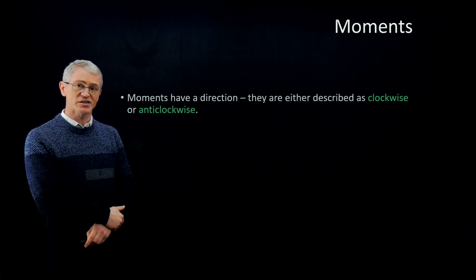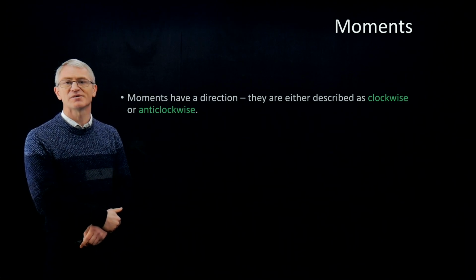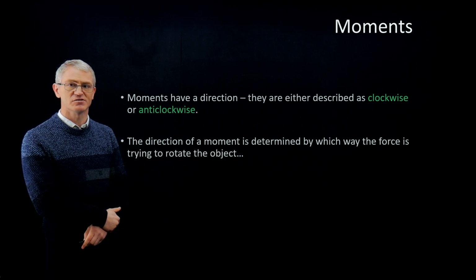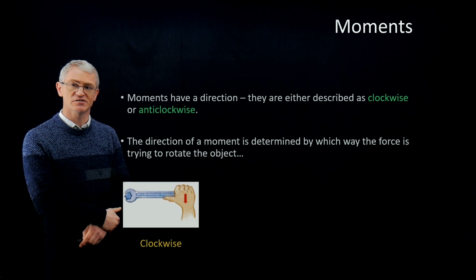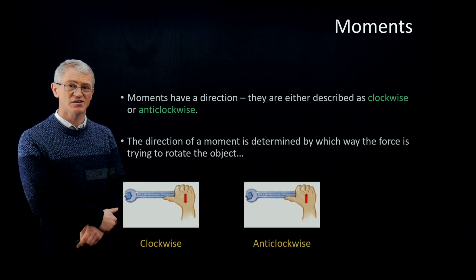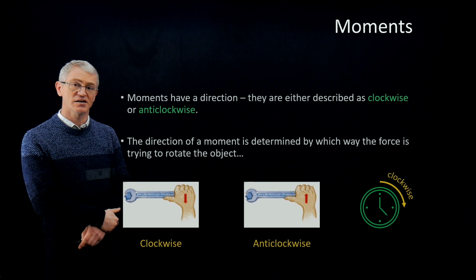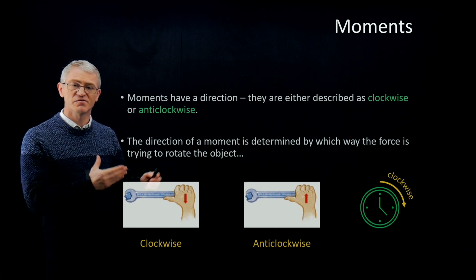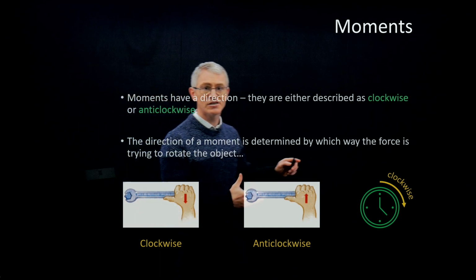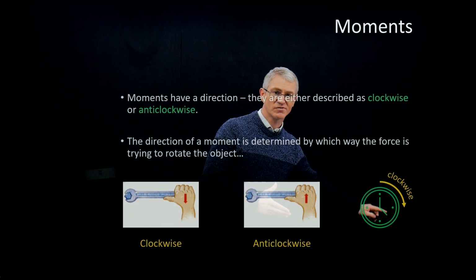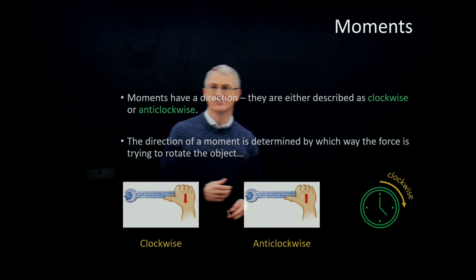Now moments have a direction and they're described as clockwise or anti-clockwise. The direction of a moment is determined by which way the force is trying to rotate the object. So I'm going clockwise here, I'm going anti-clockwise here, and you can see they're the two versions of the force. If you're not sure about clockwise and anti-clockwise, it's the way in which a clock goes. So if the clock goes that way, it's clockwise. If it goes this way, it's anti-clockwise.